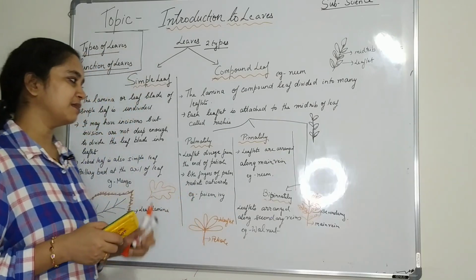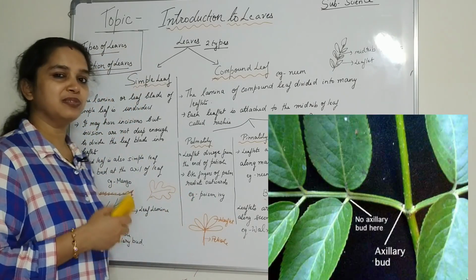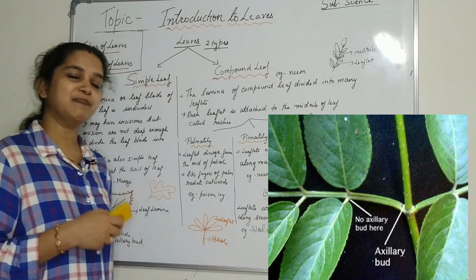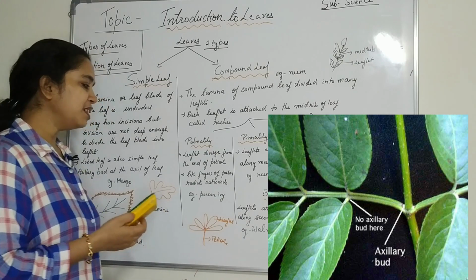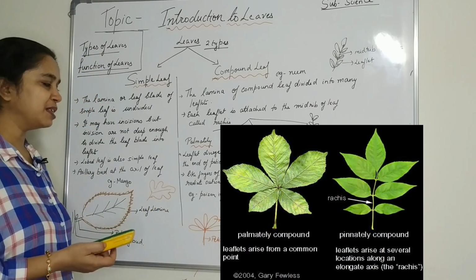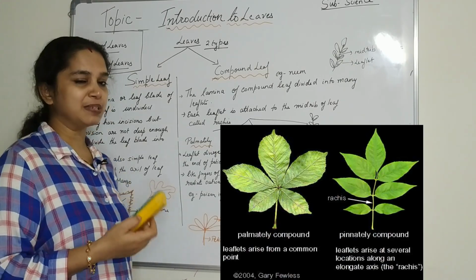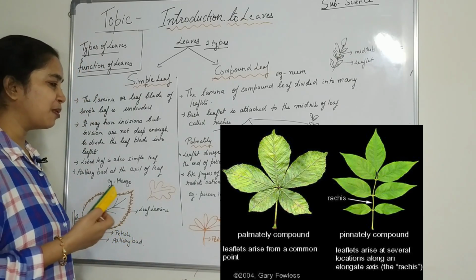axil of the leaflet. And the compound leaf is divided into three types: palmately compound, pinnately compound and bipinnately compound leaves. Palmately compound leaves diverge from the end of the petiole and give a finger-like appearance. They are present in poison ivy.